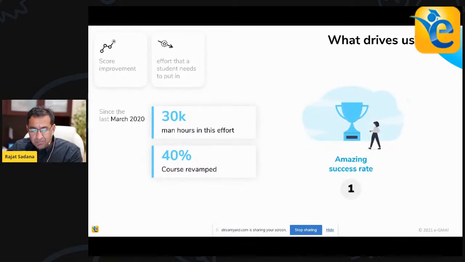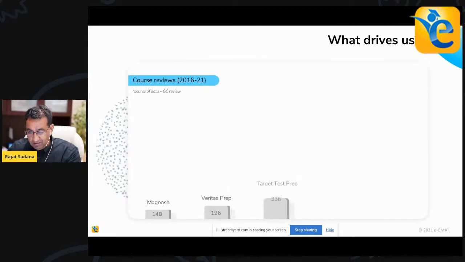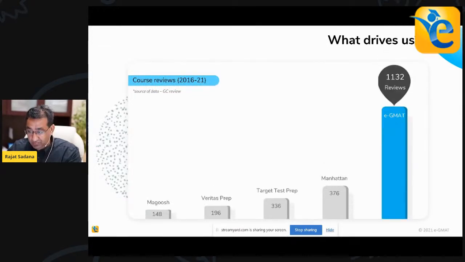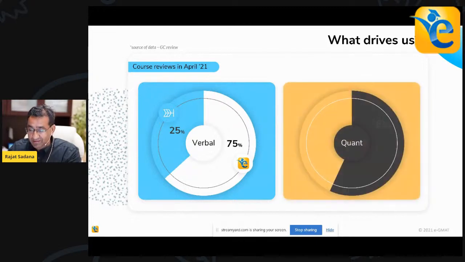And this has delivered some really good success rate. And we've seen the success for 2021. I'm going to really show you success just in April of 2021 over here. So you've seen the success, but if you look at just April of 2021, we accounted for about 75% of all reviews when it came to verbal, and in fact, when it came to quant, you know, a lot of you know us for verbal. When it came to quant, we actually accounted for a lion's share of quant reviews as well.